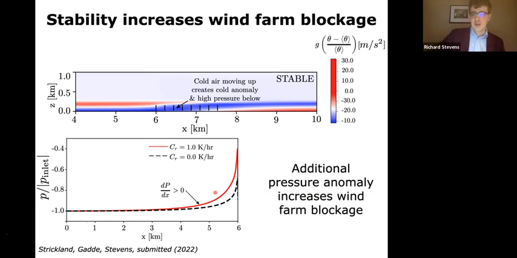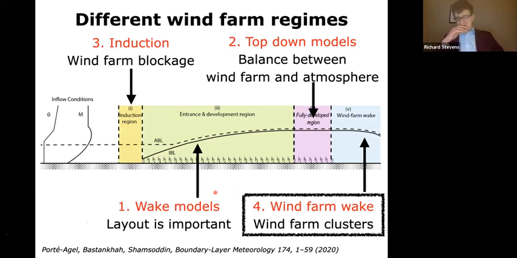Different stability conditions or atmospheric conditions really even affect this flow blockage phenomenon, which can therefore also be different on each site that you're considering. And so to finalize, I wanted to say something on what it actually means if you have more of these wind farm clusters together.